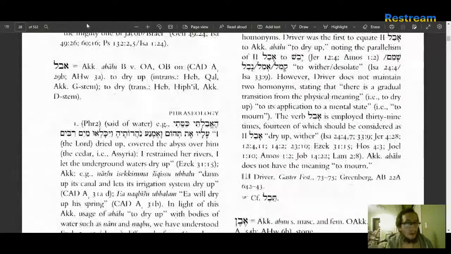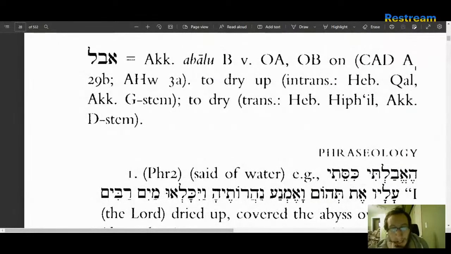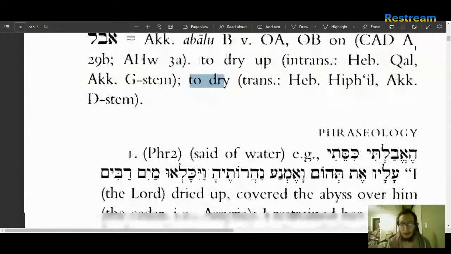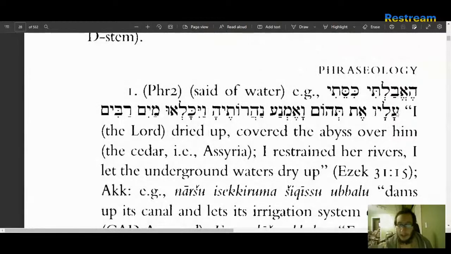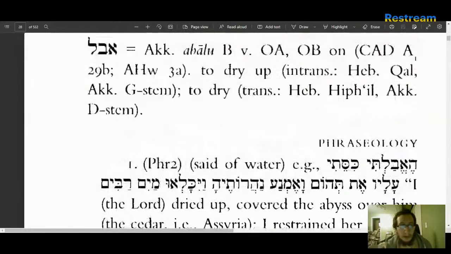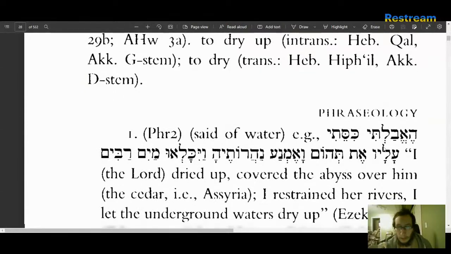So next thing we got right here is Abal. In Akkadian, it means to dry up, to dry. Hebrew can also have that meaning of dry. So here we have in Ezekiel, I restrained her rivers, I let the underground waters dry up. So the dry up would be, where's Abal? Oh, it's at the very top, Abal.